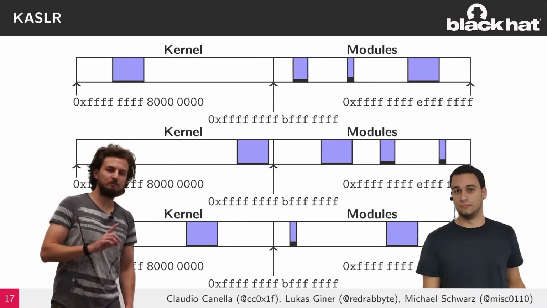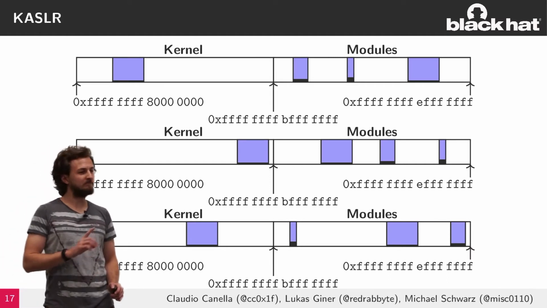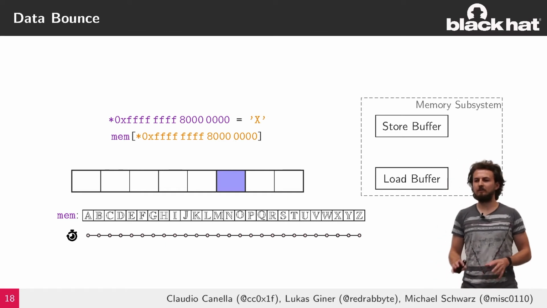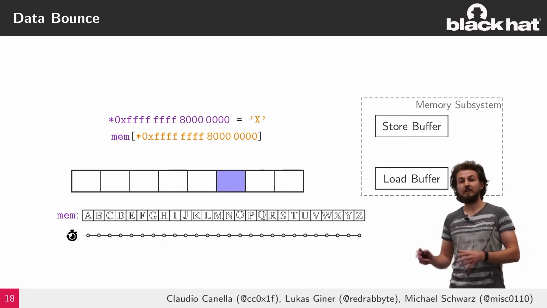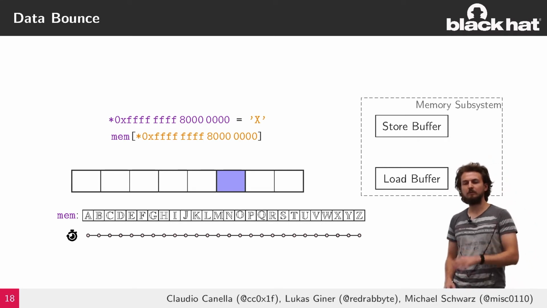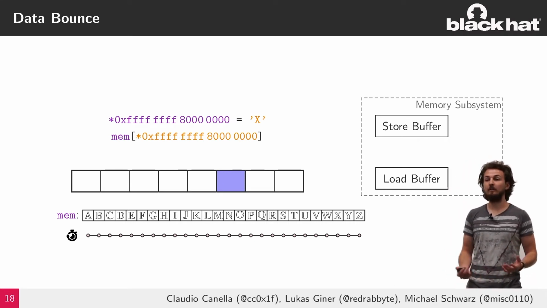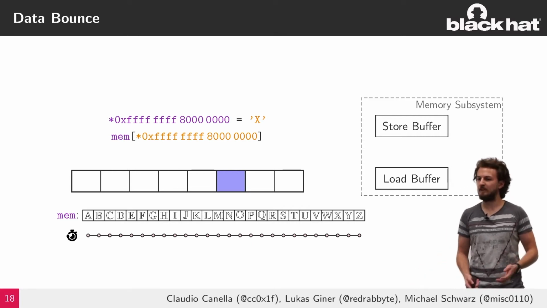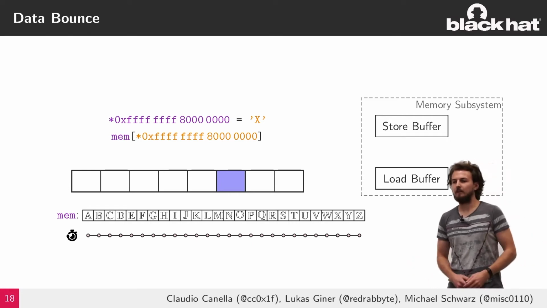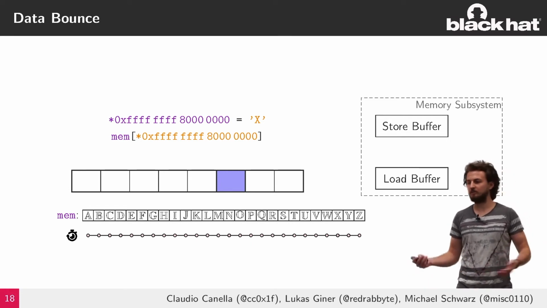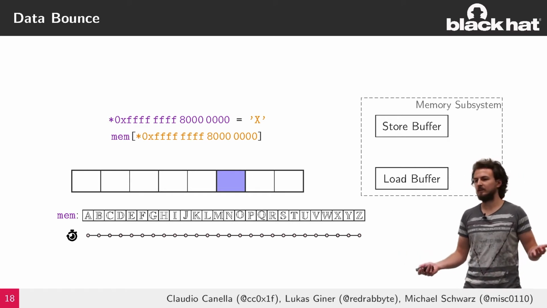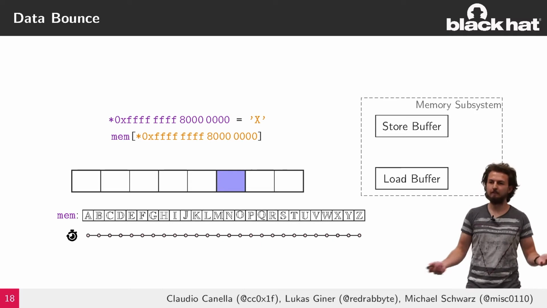Okay, but with this explanation, I think I know what your attack is. I think it's called Data Bounce. We can see here we have, again, a memory subsystem with the store buffer and the load buffer. We have a little bit of code, and the blue square here indicates the location of the kernel within memory. And mem here is just an array where we store data. And if we time this right now using the primitive that Lukas told us, then we just see the timing is always the same because we need to fetch it from DRAM, right?